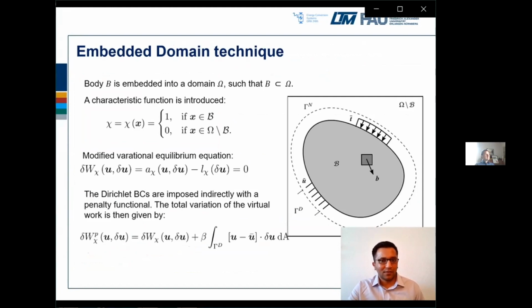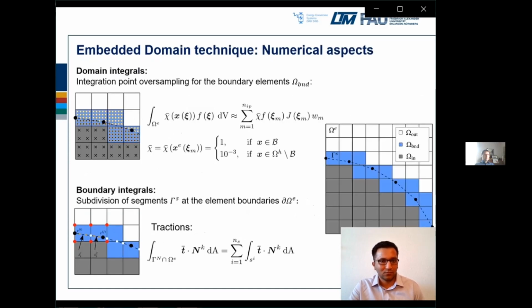In embedded domain discretization technique, a body B is embedded in a computational domain omega. In numerical implementation, the key modification is the introduction of the characteristic function xi to the variational equilibrium equation. Further, the Dirichlet boundary conditions are imposed indirectly with a penalty function. The domain integrals in embedded domain technique are performed by integration point oversampling of the boundary elements.